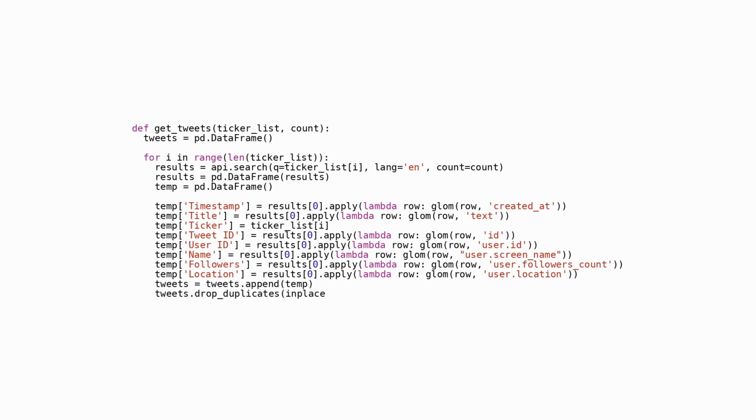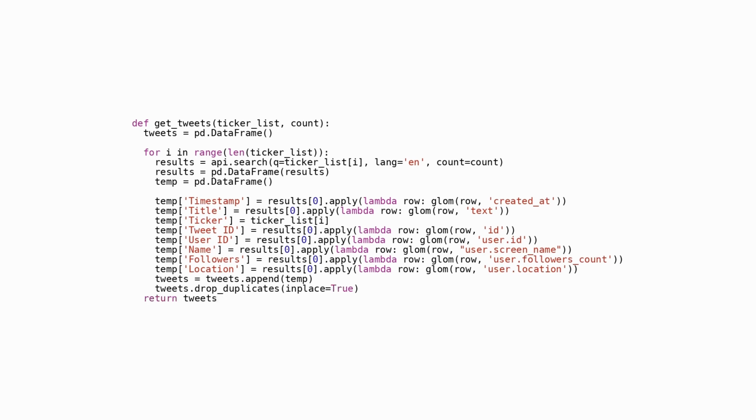Data frame elements are exposed by applying a function to each of them, and nested information within tweet objects can be accessed by using the glom function. Extracted information is organized into a temporary data frame, temp. Data frames are generated from this information and compiled for each ticker. A unique tweet data frame is created after all tickers have been processed. Finally, the populated tweets data frame contains all the desired information from the tweets about the given tickers.